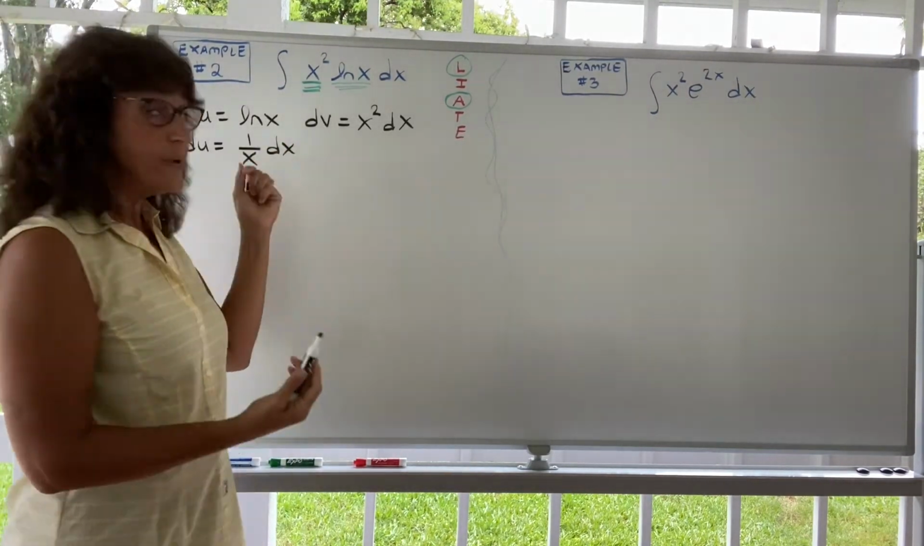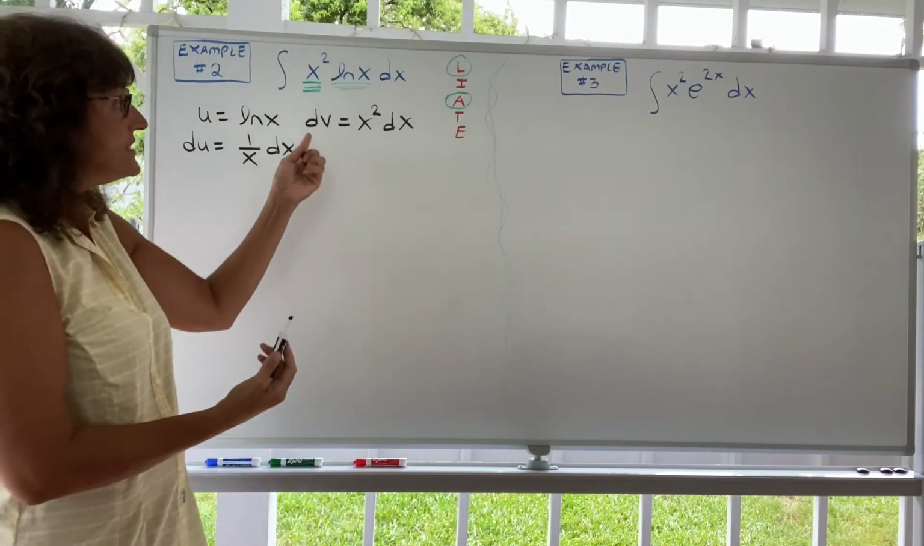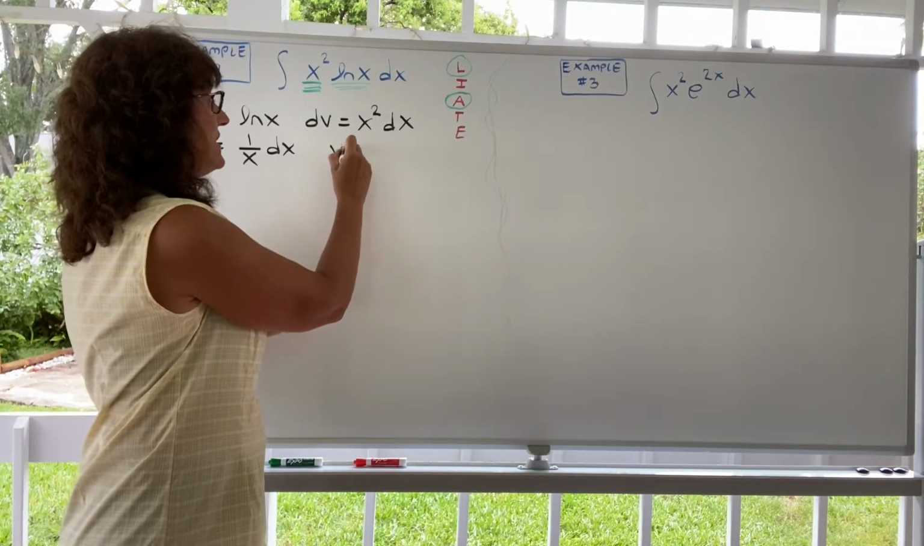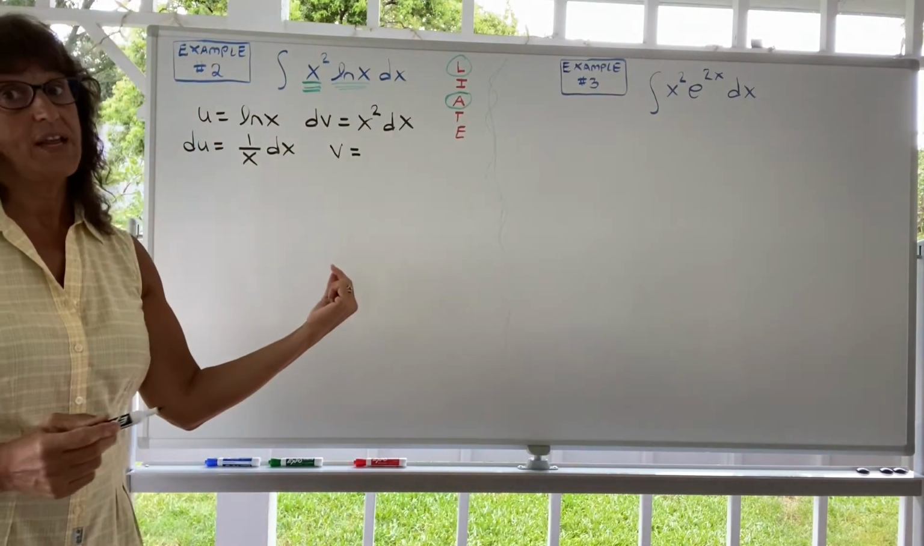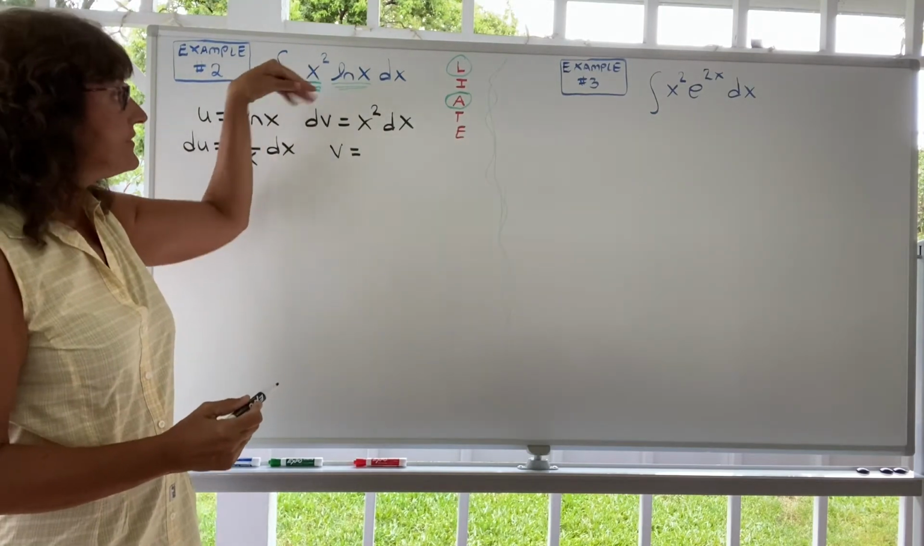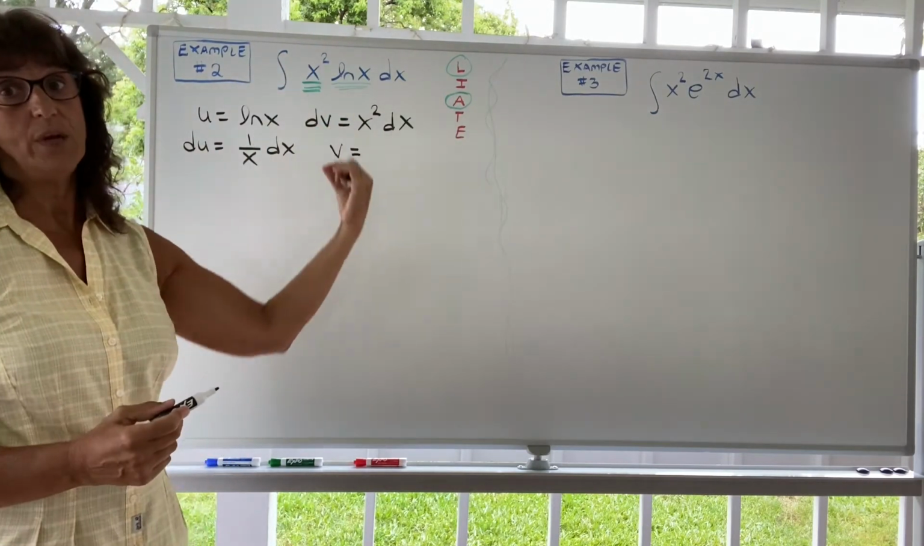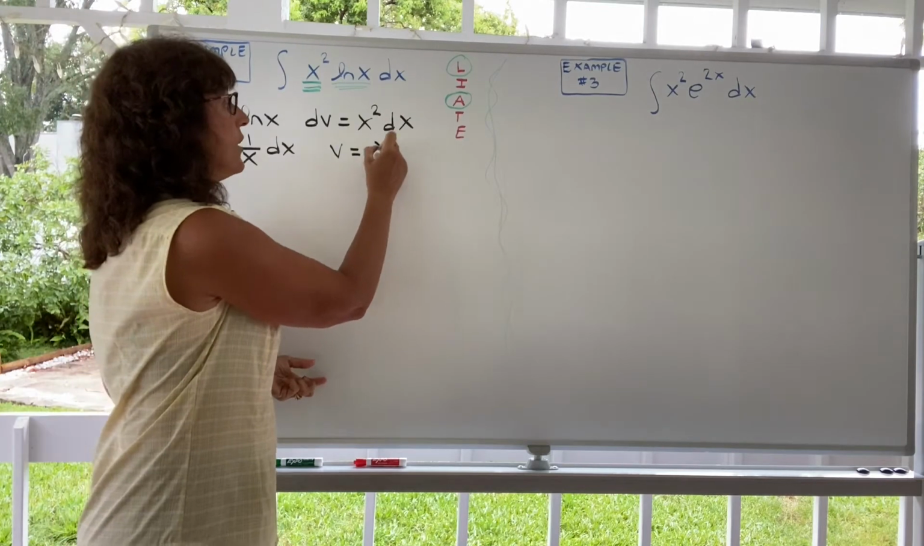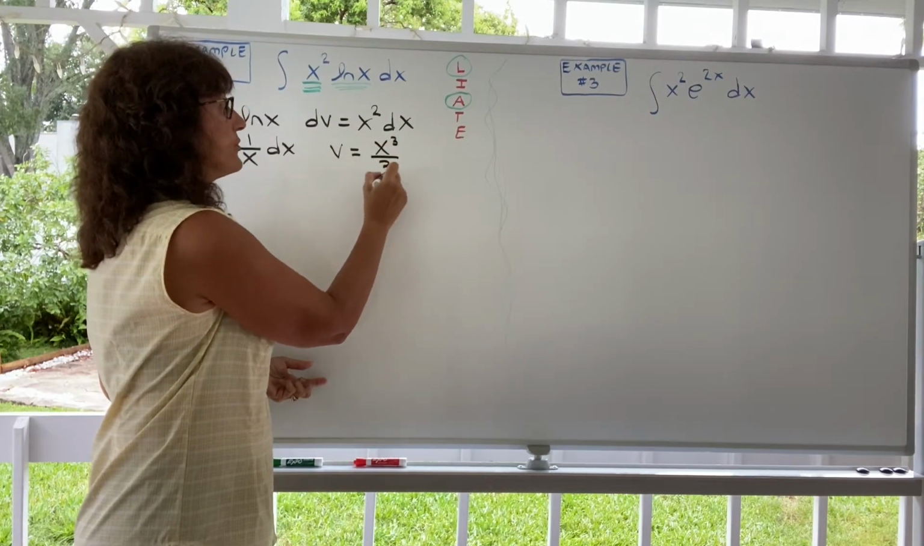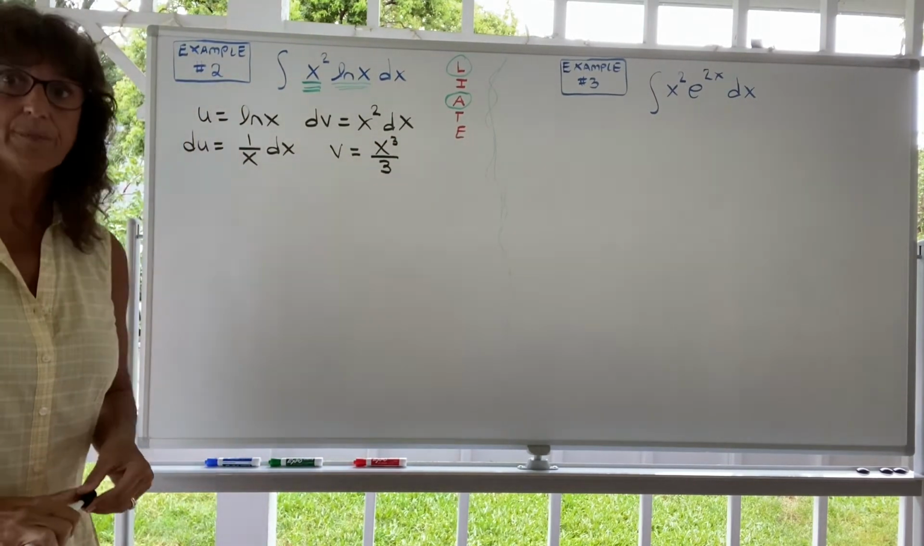Now, we need v. We know what dv is. How do you go from dv to v? You would integrate, okay? So to get from dv, the differential, to the function, you integrate. Integrate x squared, and we get x cubed over 3. All right, so here are the pieces.